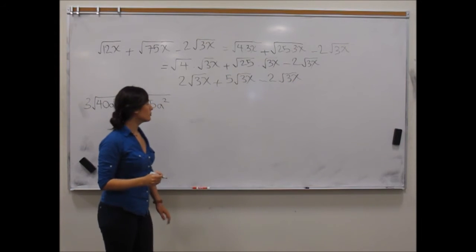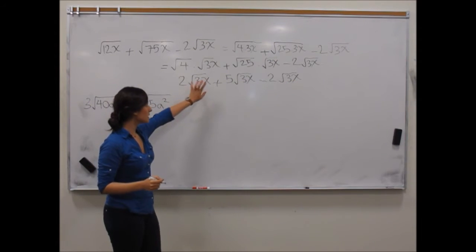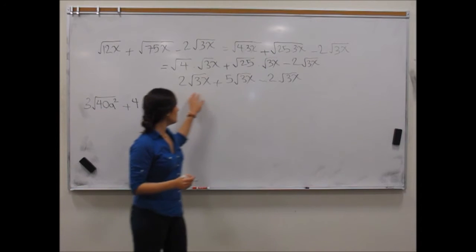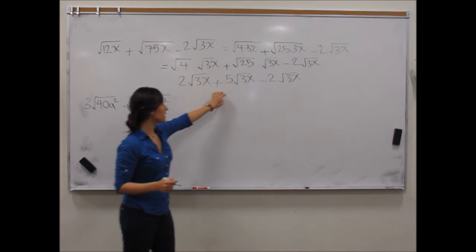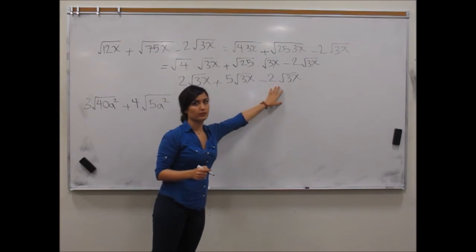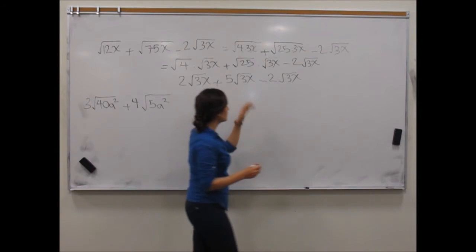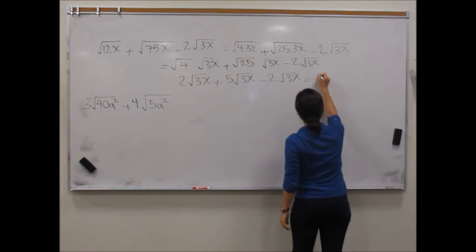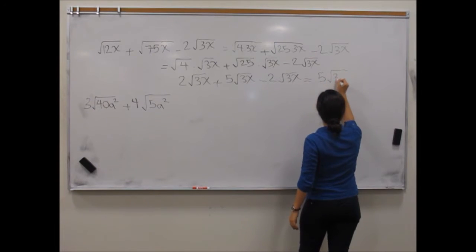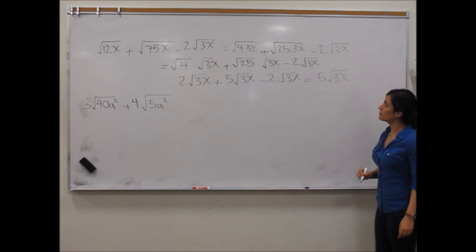So the like term here is rad 3x, and it is in all of them. So I have 2 of something plus 5 of something minus 2 of something. So 2 and 2 cancel out, so I just have 5 rad 3x.